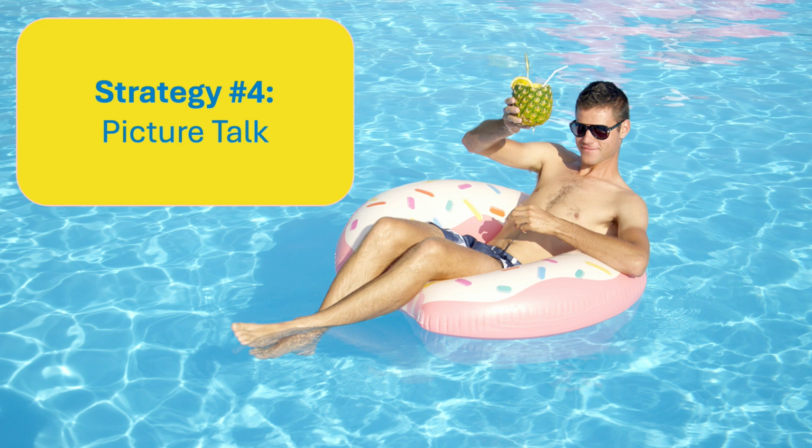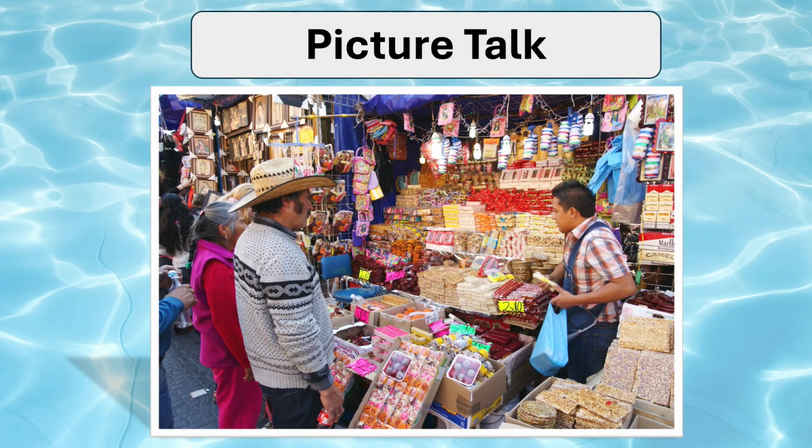The next strategy that we will explore is called picture talk. In this next strategy, the teacher is leading a guided conversation with students about an image. The image can be culturally relevant, like this one that we see here, from a market in a Spanish-speaking country. Choose an image that is related to what you are currently talking about in class with students so that they can have some vocabulary and context to get started.